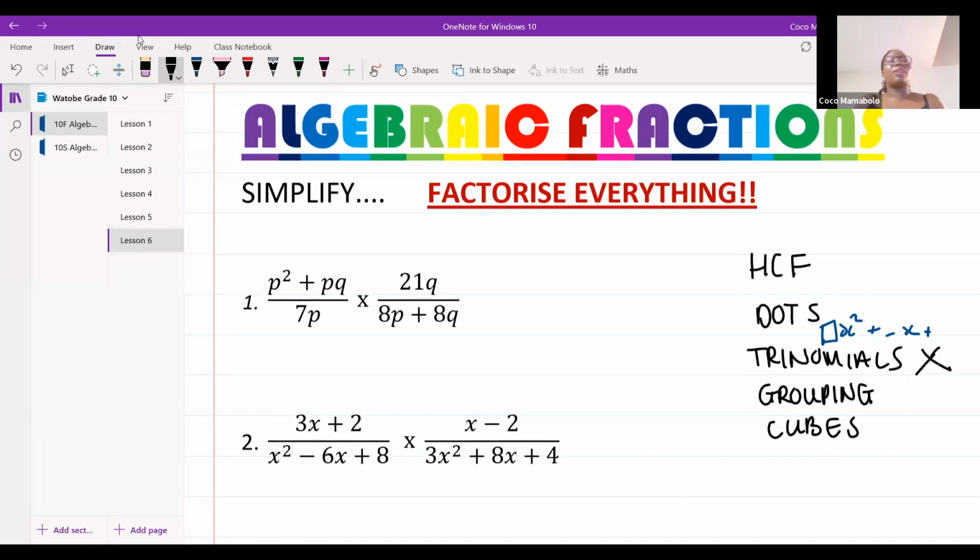Because we can use the cross method. It's easy. If you know of a different method that you use at your school, do that. I find this one easier because if you use the grouping method, that's great, but a lot of kids struggle with grouping, so I don't want to complicate their lives anymore. So if you're not good at grouping, then don't use the grouping method, rather use the cross method.